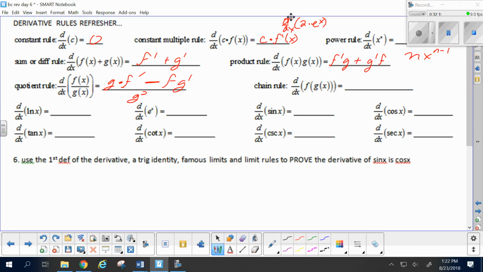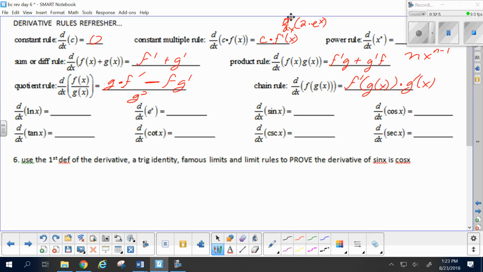All right, moving on here. Claire, what's the chain rule? If I have a function within a function, how do I take the derivative of a function within a function? F prime, the derivative of the outside with the inside the same. So f prime of g times g prime, times the derivative of the inside. Derivative of the outside with the inside the same, times the derivative of the inside.